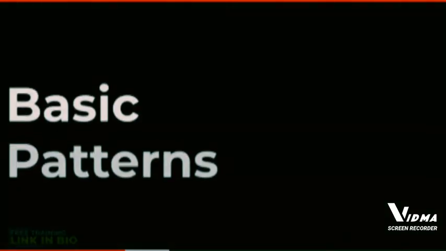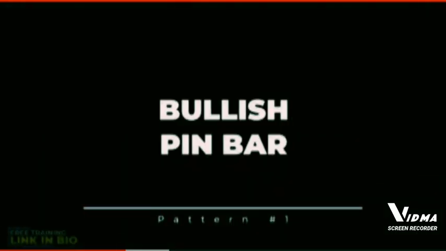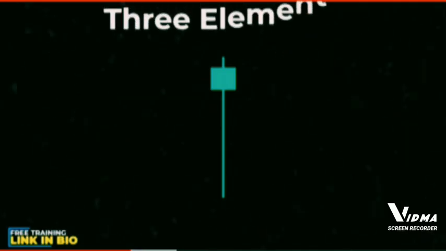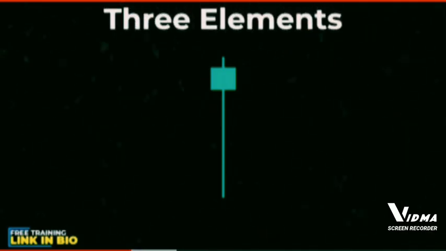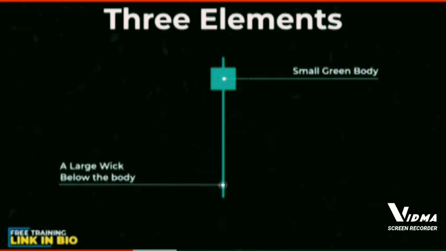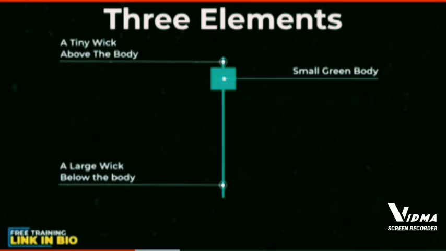Basic patterns. Pattern number 1, bullish pin bar. A bullish pin bar is a strong reversal candlestick pattern. It indicates a potential reversal to the upside. A bullish pin bar consists of three elements: a small green body, a large wick below the body, and a tiny or no wick above the body. Let's understand the psychology behind this pattern.